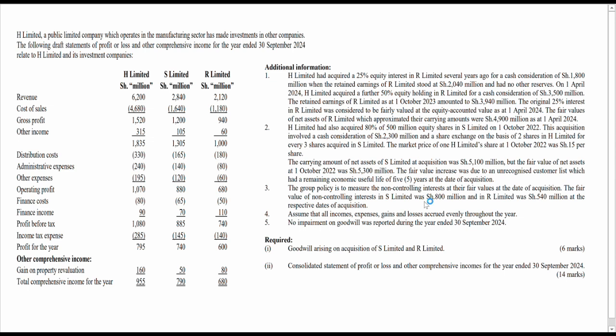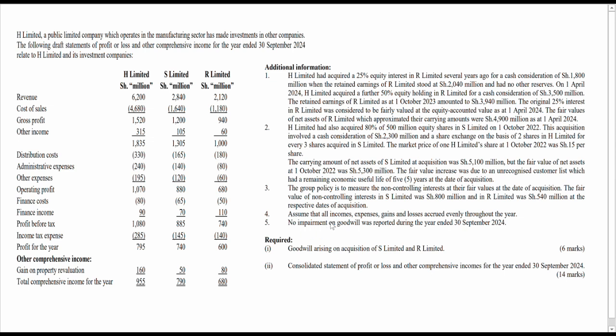The group policy is to measure the non-controlling interest at fair value at the date of acquisition. The fair value of non-controlling interests in S Limited was 800 million and in R Limited was 540 million at the respective dates of acquisition. Assume that all income, expenses, gains and losses accrue evenly throughout the year. No impairment on goodwill was reported during the year ended 30 September 2024. So we are required to compute goodwill arising on acquisition of S Limited and R Limited, and the consolidated statement of profit or loss and other comprehensive income for the year ended 30 September 2024.